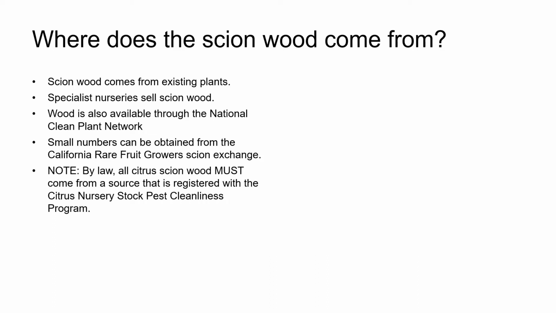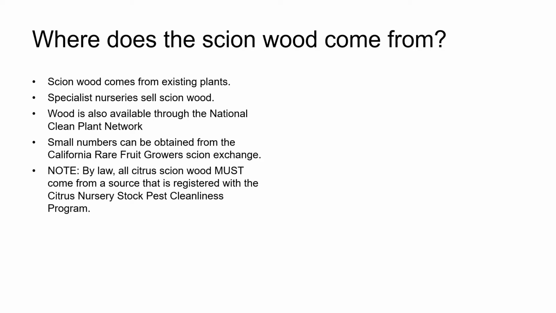So scion wood can also be obtained through the National Clean Plant Network. This is a nationwide voluntary association of specialty crop networks that have joined together to promote the use of pathogen-tested, healthy plant material for economically important specialty crops in the US. Crops included in the network include berries, fruit trees, almonds, citrus, grapes, hops, roses, and sweet potatoes.